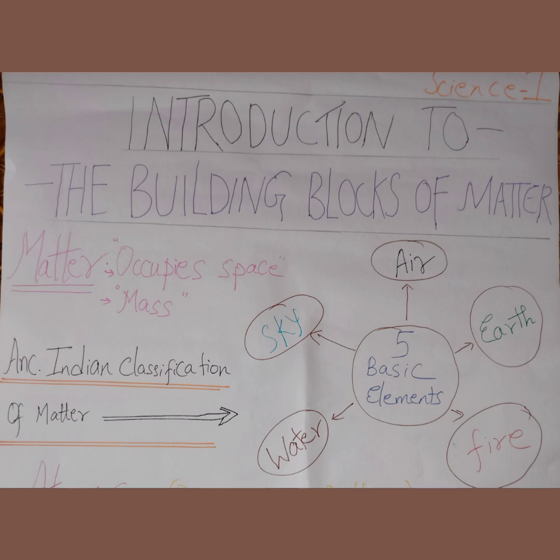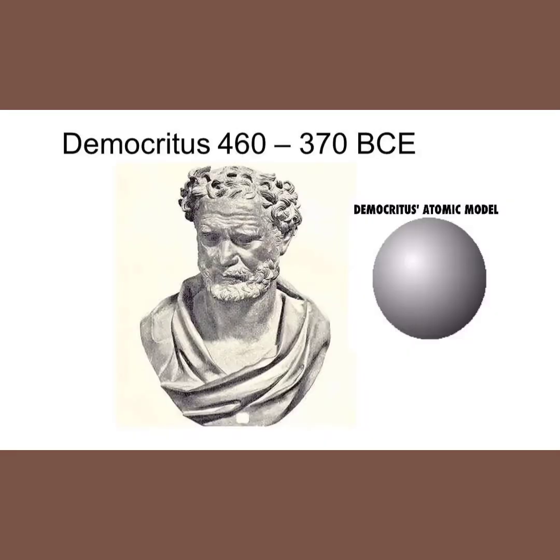They believed that these together make up everything in the universe. Similarly, the Greek philosopher Democritus proposed that all matter is made of tiny, indivisible particles called atoms. He suggested that these atoms combine in different ways to form all the substances we see around us.